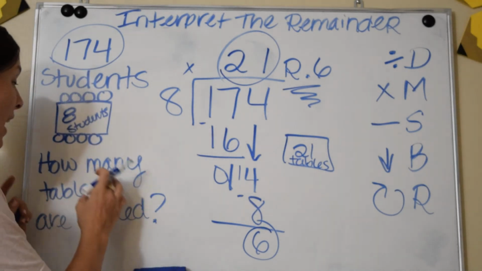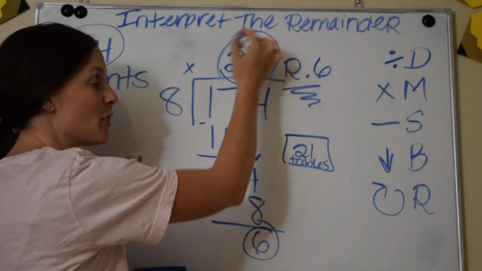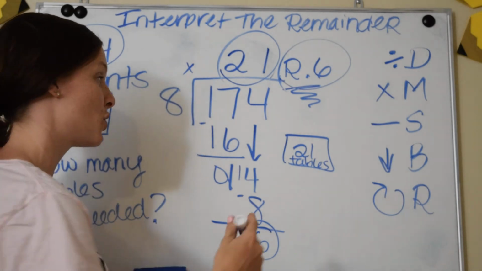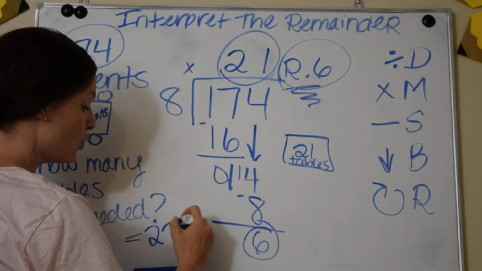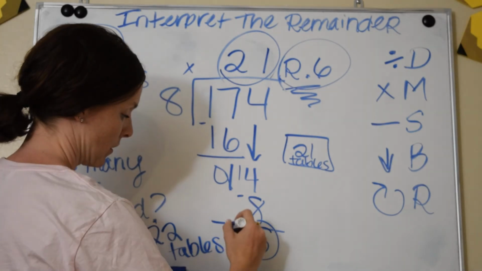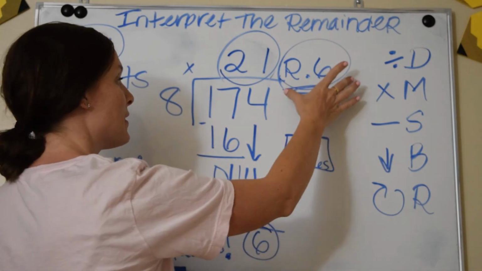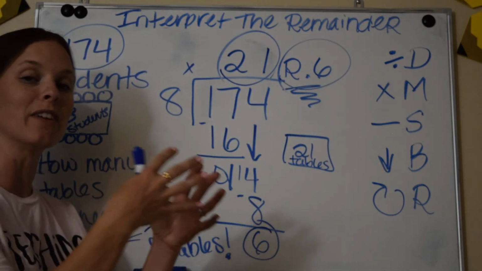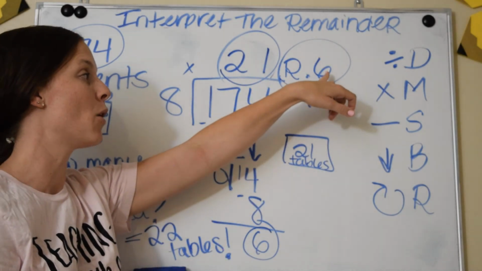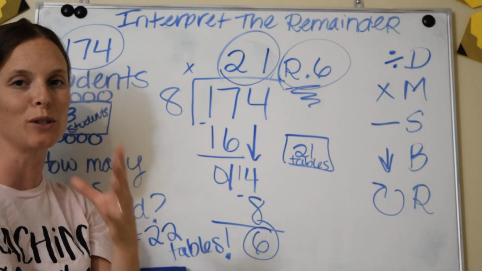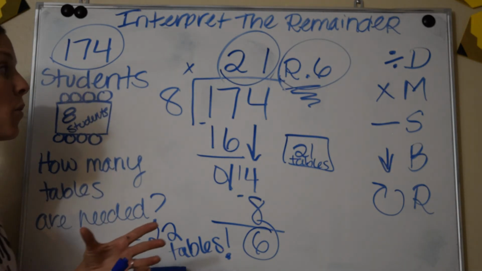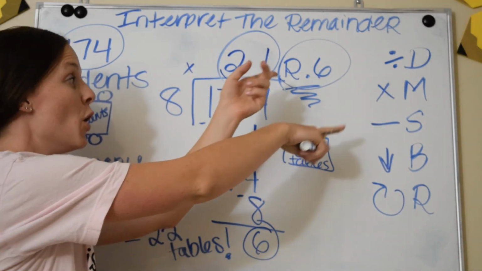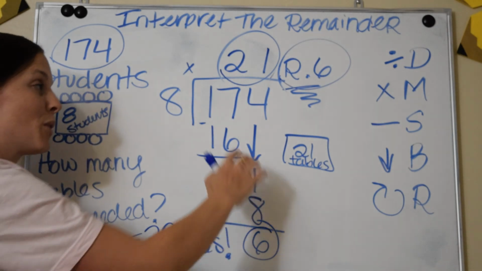So in reality, how many tables are needed? Yes, I need the even 21 tables that each have 8, but I still need a table for my remainder of 6 students. So the answer is 22 tables. So again, don't forget that this remainder directly relates to the scenario you are working with. We were trying to get even groups of 8 students, but I ended up with a remainder of 6. I didn't have another 2 students to make another even table. So do these students need a table? Yes, they do. So that's why instead of just the 21, we actually need 22 tables so that everyone has a seat.